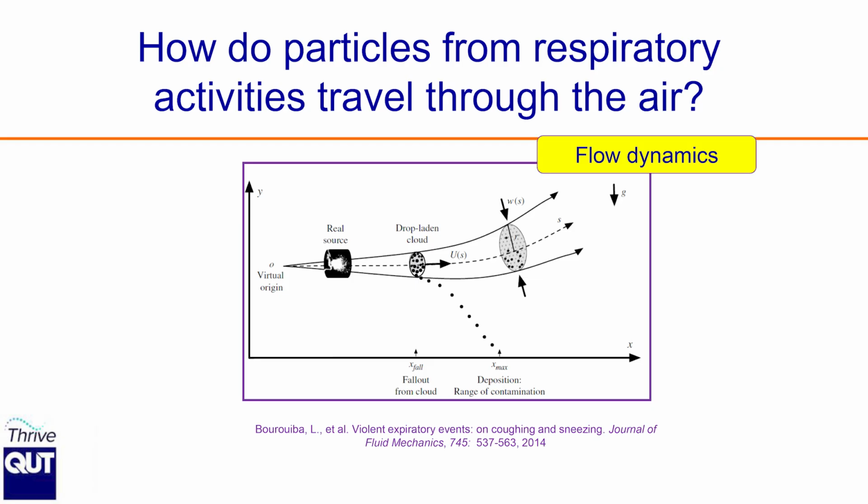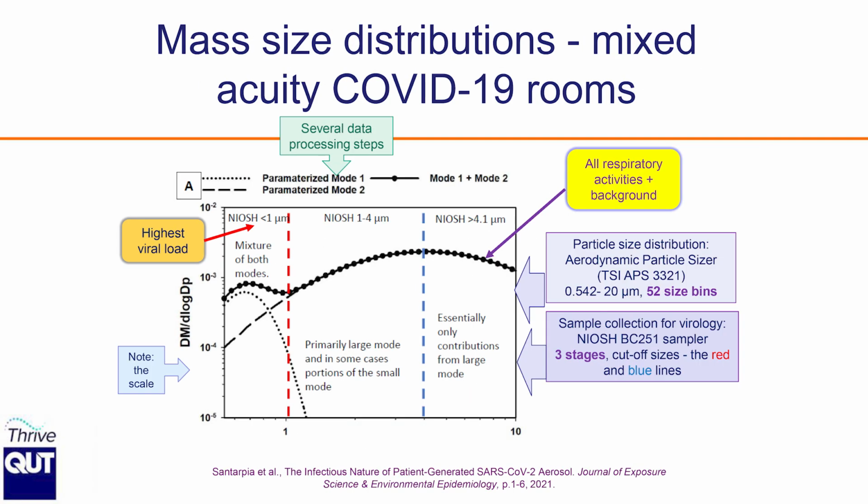So particles originating in the respiratory tract are emitted, and then that cloud rises. Some of those biggest ones drop to the ground, but the rest stays in the air. What about particles containing pathogens?